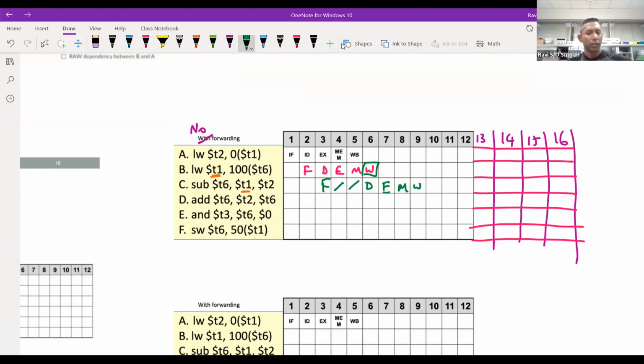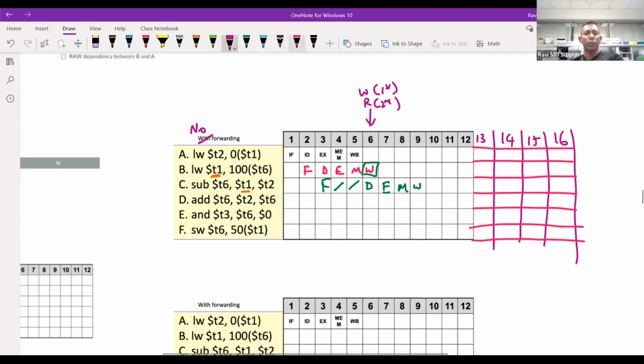Now, if you remember, we can do a write back and read at the same time, because the write back will be in the first half of the clock cycle and the read in the second half. So in clock cycle 6, we are accessing the register file in the same clock cycle. In the first half we do a write, which is from instruction B, and in the second half we do a read, which is from instruction C.